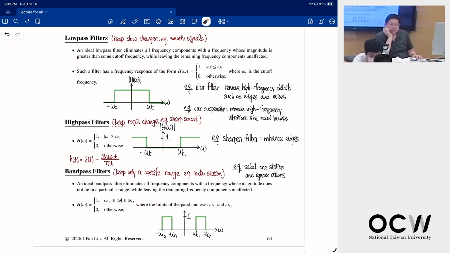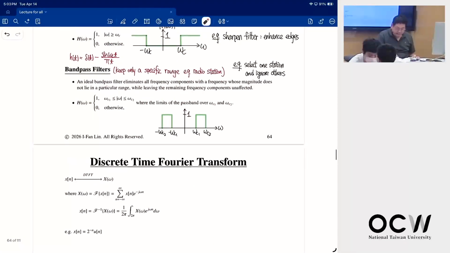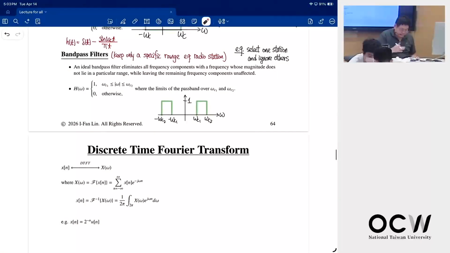Okay, next topic we are going to talk about the discrete time Fourier transform. Because so far we just learned Fourier series, in continuous case and also discrete case, and then we moved on to the Fourier transform, also for the continuous time case. How about discrete time? Here we can talk about it, the discrete time Fourier transform.